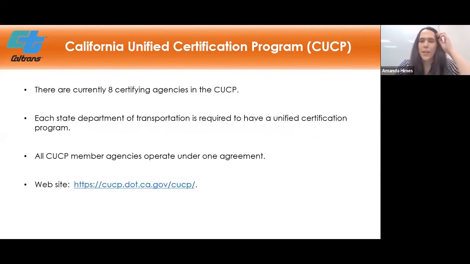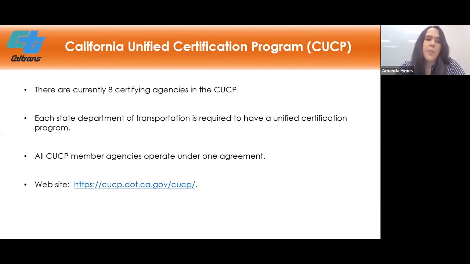So we gave you this acronym a few slides ago, the CUCP. It's the California Unified Certification Program. So what this is, is the collective agencies throughout California that use the DBE program. Right now there are 8 certifying agencies throughout the state of California. Each state Department of Transportation, so again, we were talking about the different states and how they have federal oversight, each state is required to have a CUCP. So our CUCP is going to be different than maybe another state's. Each state would have their own.